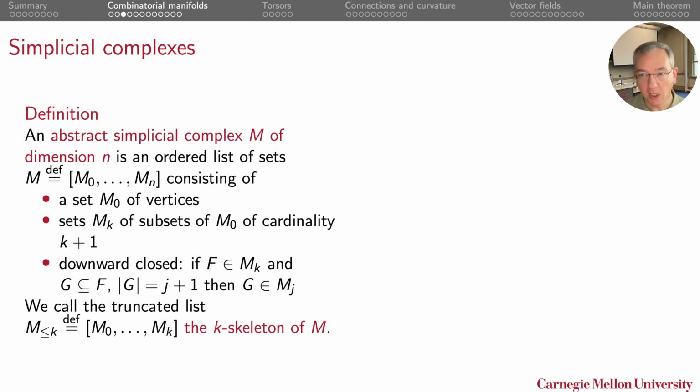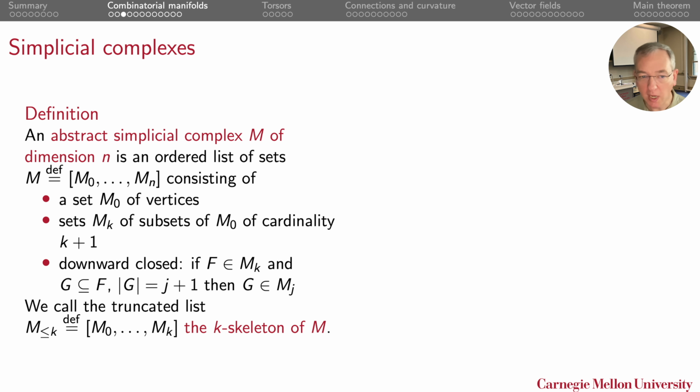It's an ordered list of sets. There are n plus one of them for dimension n. The zeroth set is a collection of vertices, and then all of the other M_k are subsets of vertices. If you're in M_k, then you have cardinality k plus 1. And it's downward closed. So if F is a set in M_k, and we have any subset, then it's in the appropriate M_j, depending on its cardinality.